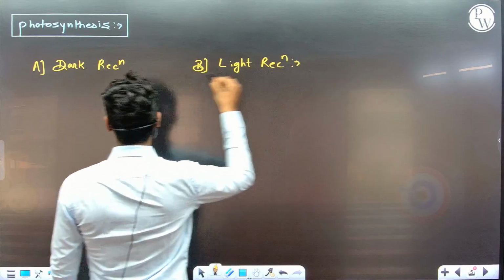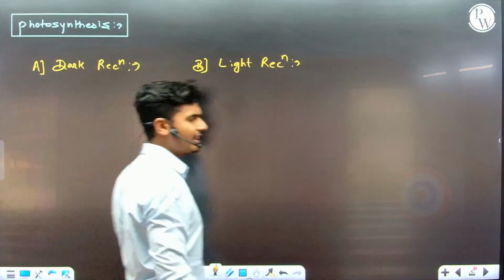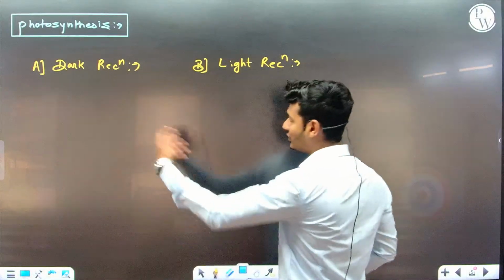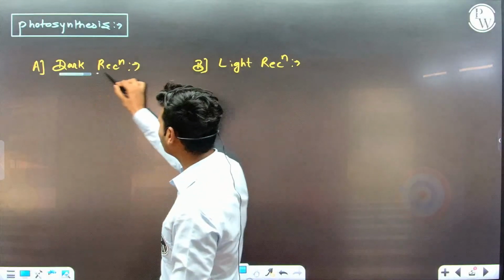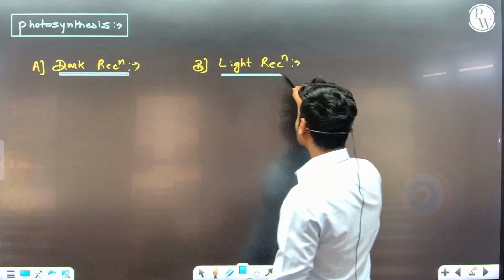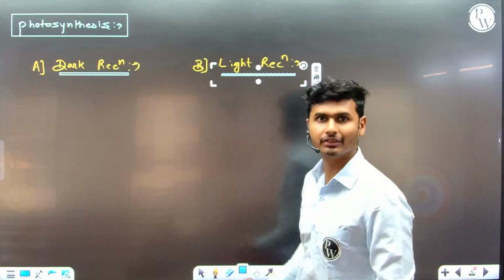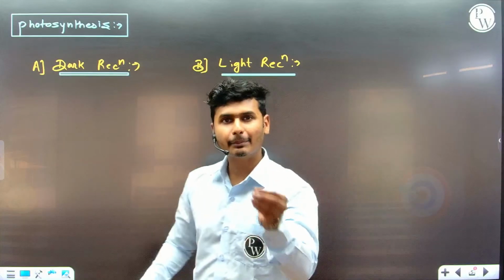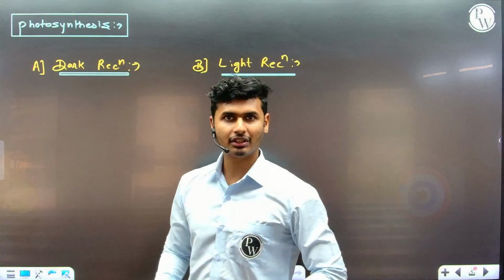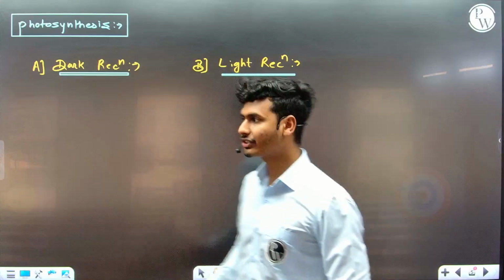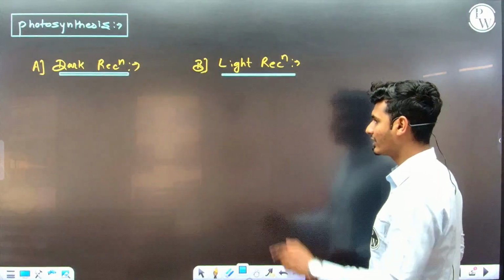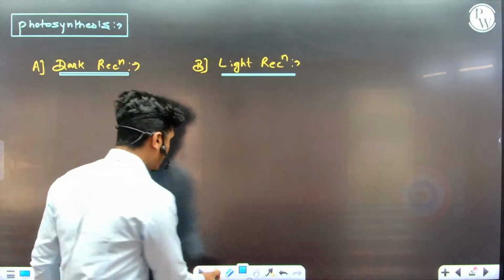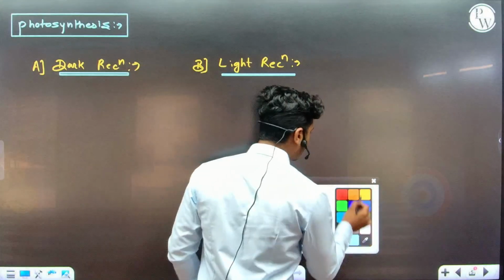So here it comes to our mind which reaction takes place first. This is not the thing. Both reactions take place simultaneously, but the product of light reaction is useful for dark reaction. What I am saying, the product of light reaction is useful in dark reaction. So what are the products of light reaction? First of all, let's discuss what are the products of light reaction.